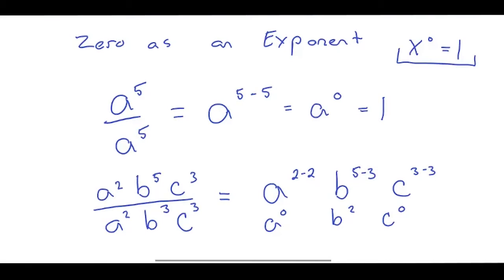Well, this is 1 times b to the 2nd times 1. Well, 1 times b to the 2nd is b to the 2nd. b to the 2nd times 1 is b to the 2nd. So my answer is b to the 2nd.